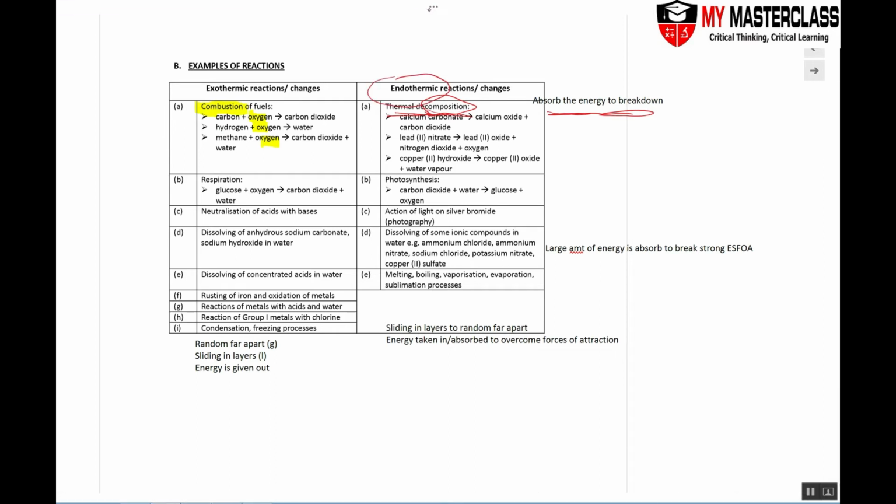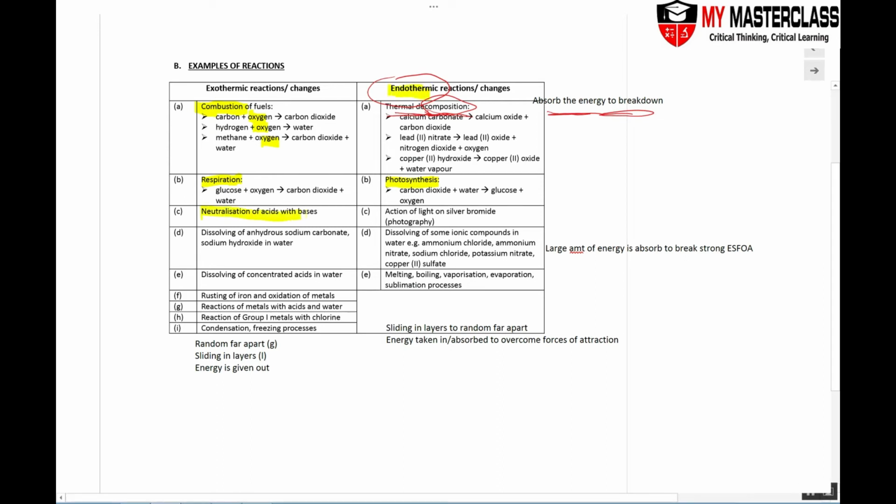Other common examples include respiration. I take in oxygen, and the food that we eat gives out carbon dioxide and water, but energy is produced for us to continue our daily life. Another example, photosynthesis. This is absorbing energy. Plants absorb sunlight and produce food, so this is endothermic.